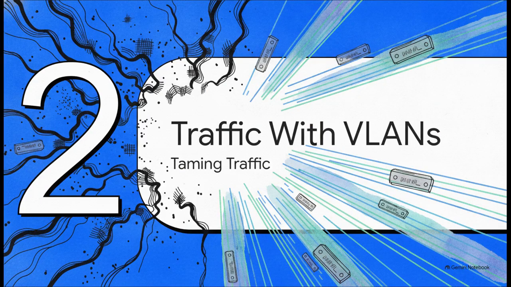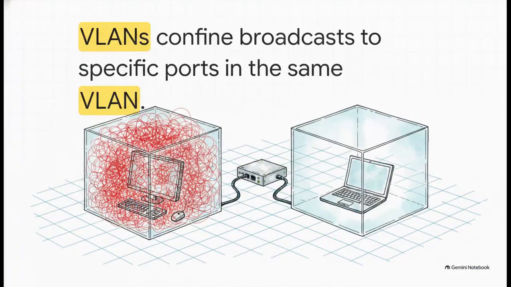Let's move on to Section 2, taming traffic with VLANs. Basically, VLANs confine broadcasts to specific ports in the same VLAN. A layer 2 switch will absolutely not forward broadcast frames beyond the ports assigned to that specific VLAN. Think of a VLAN, which stands for Virtual Local Area Network, as a way to create dedicated traffic LANs. You're taking that one massive noisy room from earlier and putting up soundproof glass walls.